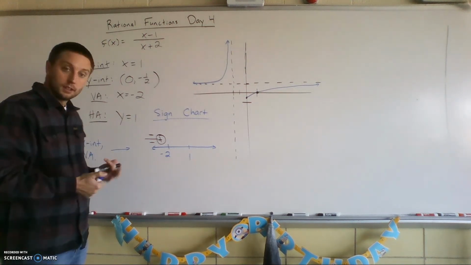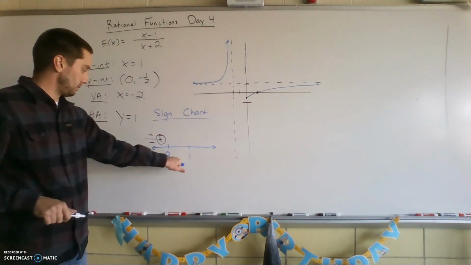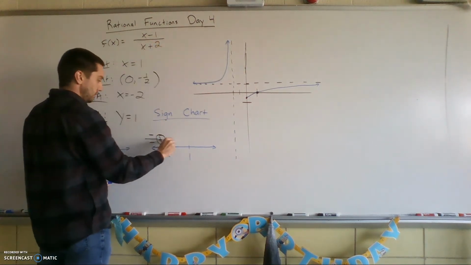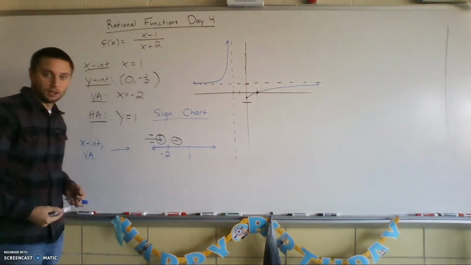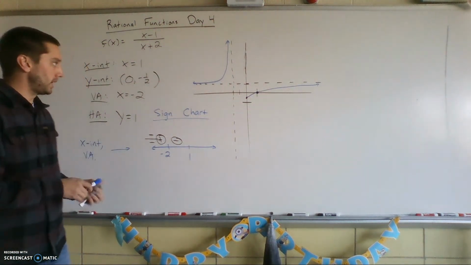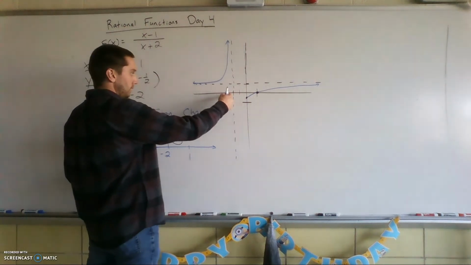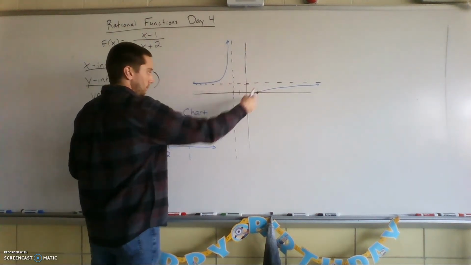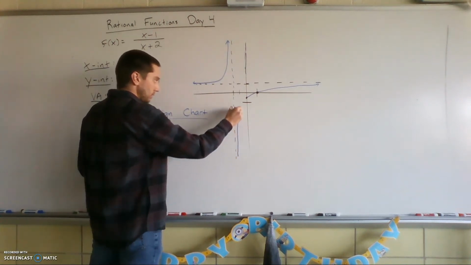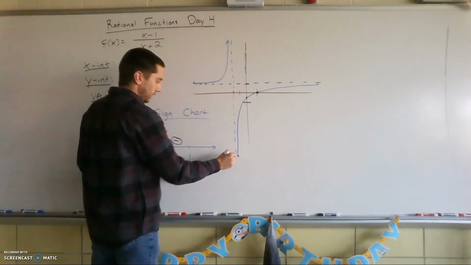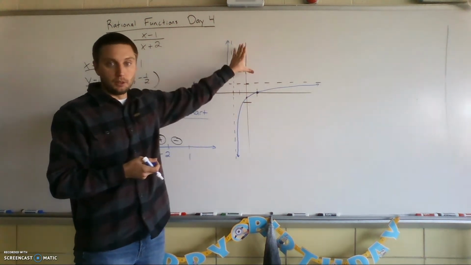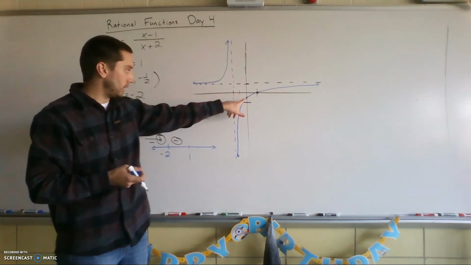Let's pick a number in between -2 and 1. 0 is a good number. That's in between -2 and 1. So that's going to be -1 over +2, so that's negative. Again, we don't really care what the number is, just if it's positive or negative. So in between -2 and +1, my graph is negative. All right, cool. So it's going to hug this vertical asymptote, and it's going to be negative. So I knew my graph is going to live down here as opposed to up here in the positive world.